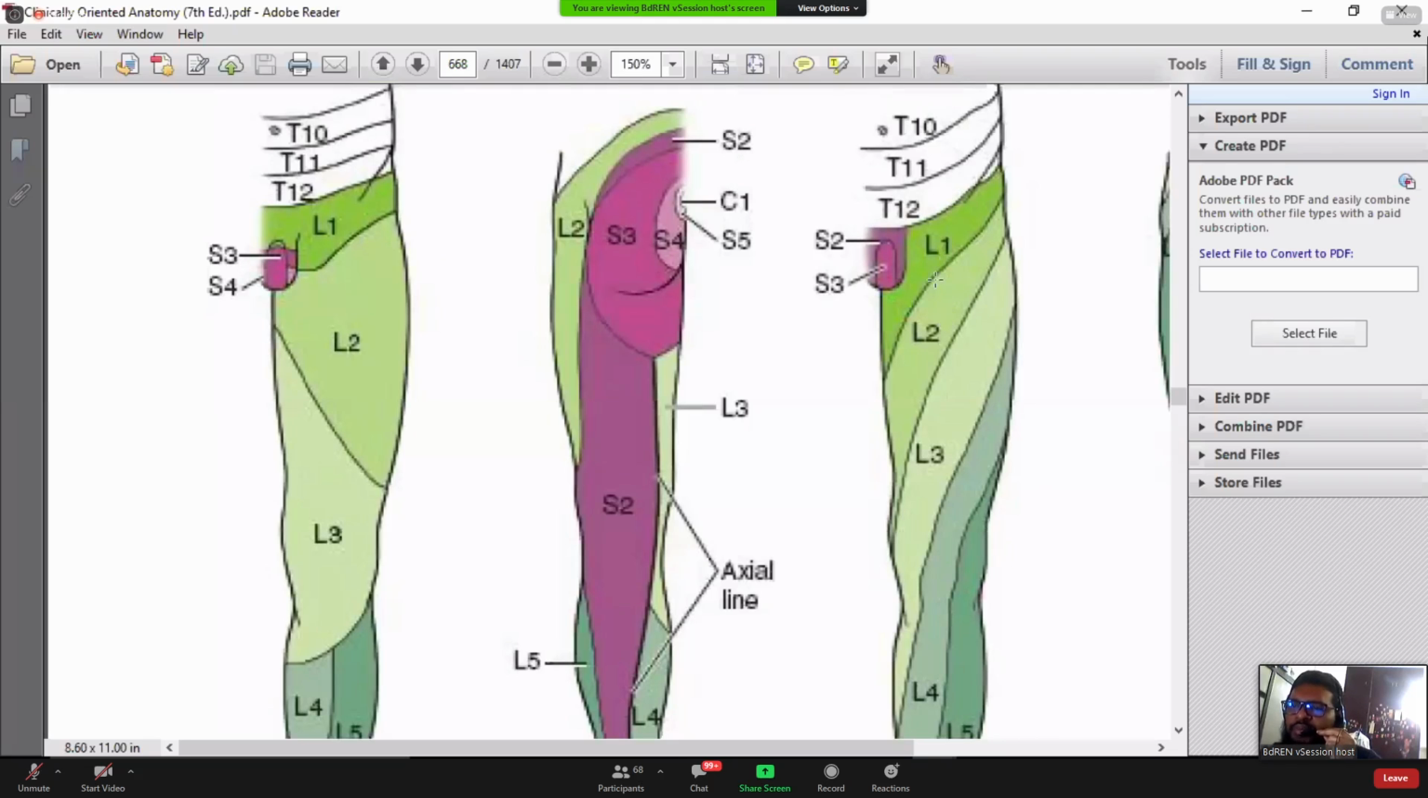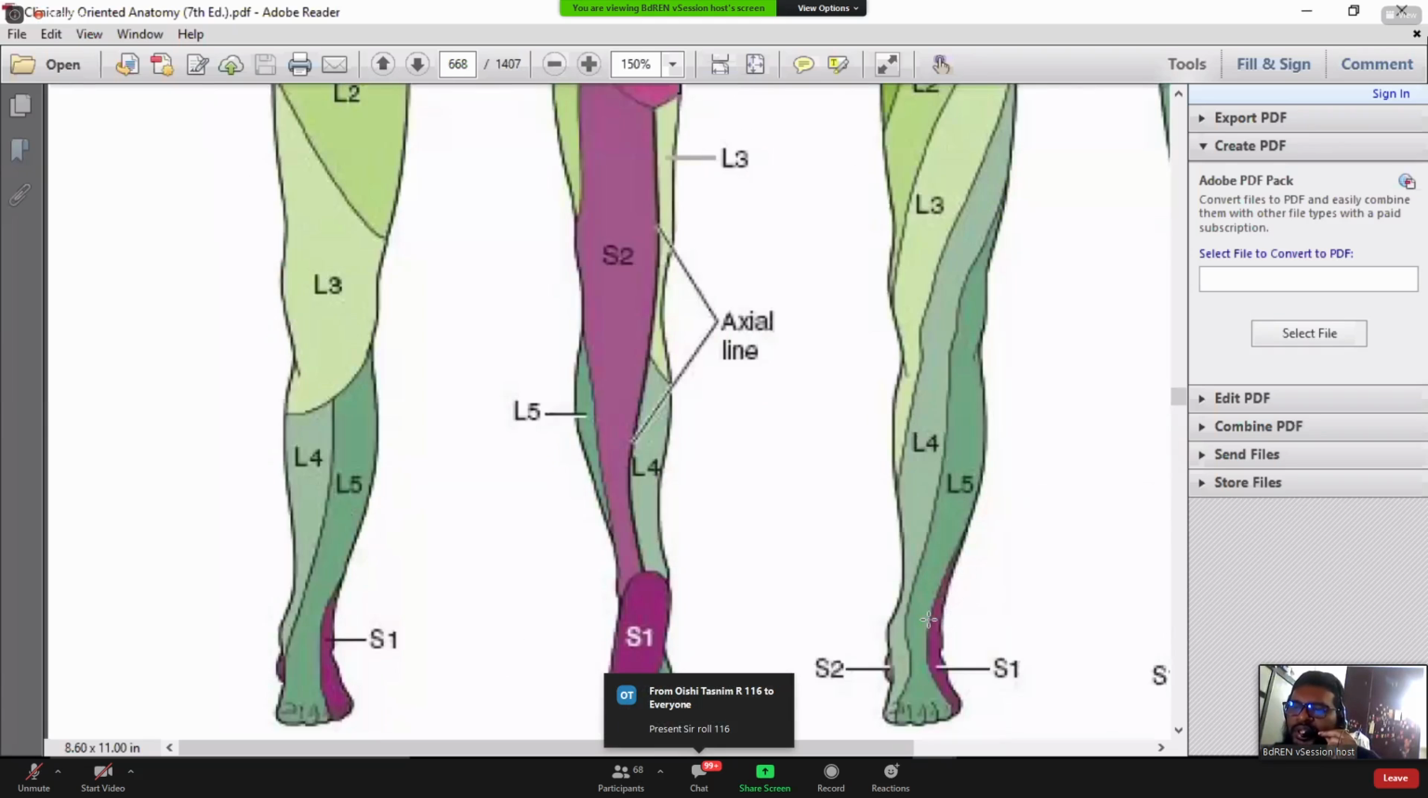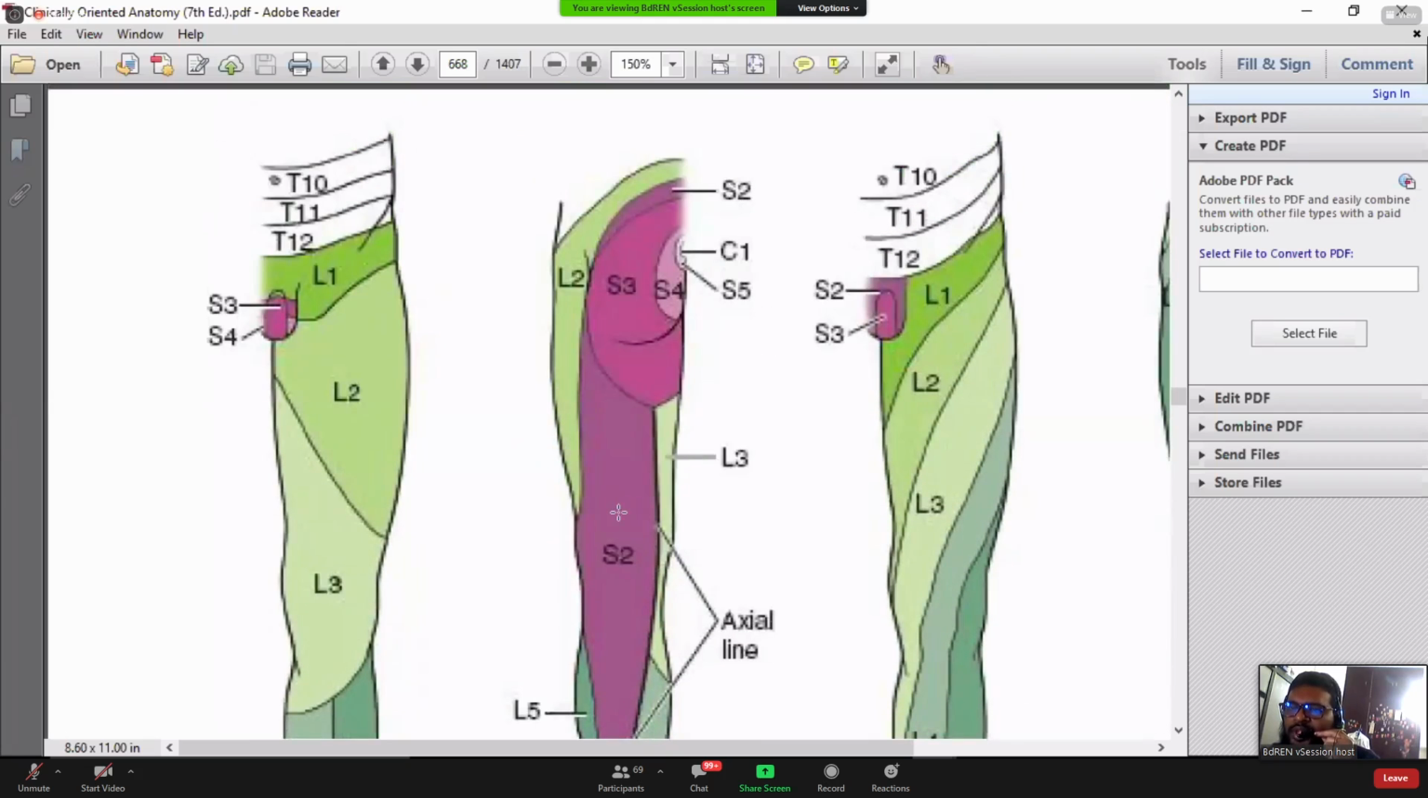So if you can remember one thing: L1, L2, L3, L4 is long, L5 is long, reaching to the front, most of the dorsum of the foot and the plantar. S1 is on the lateral side, and S2 is partially on the medial side, then it goes back, forming most of the backside, and then joins S3, S4. So you have to practice it many times and remember it as part of your life.